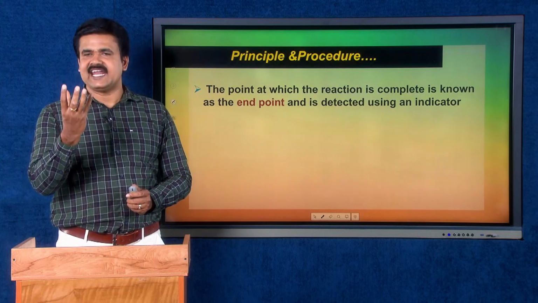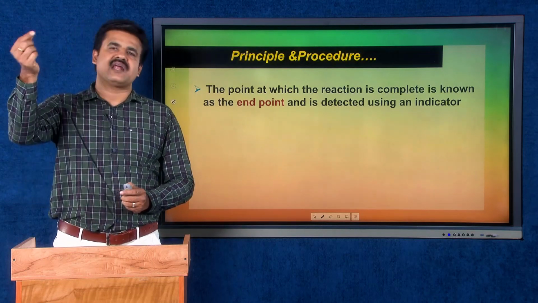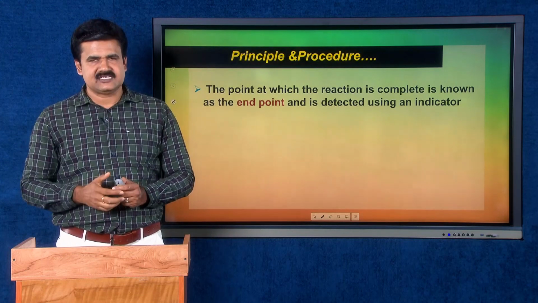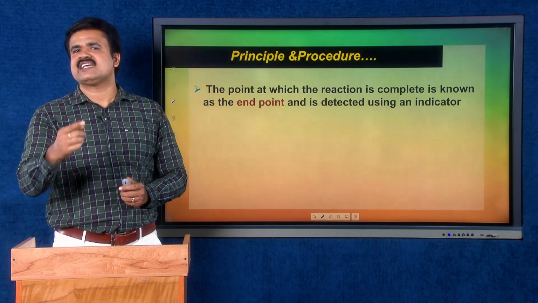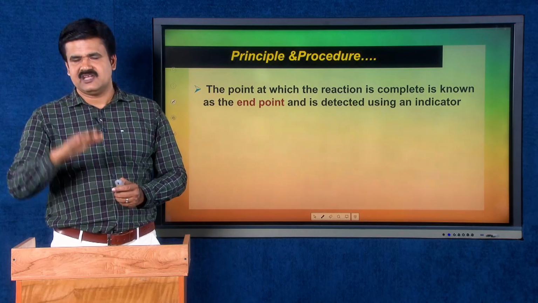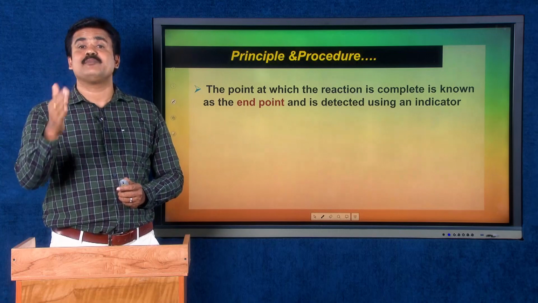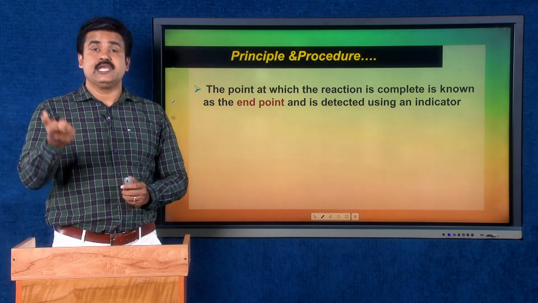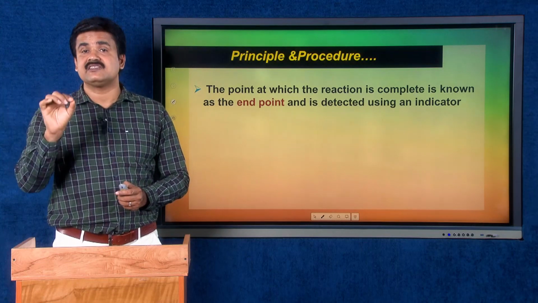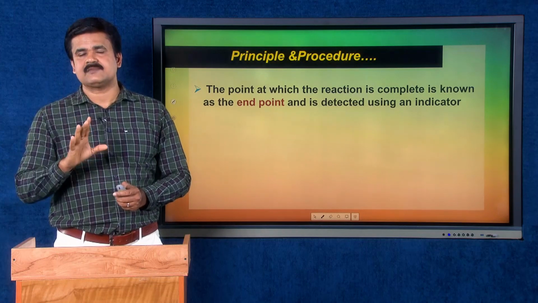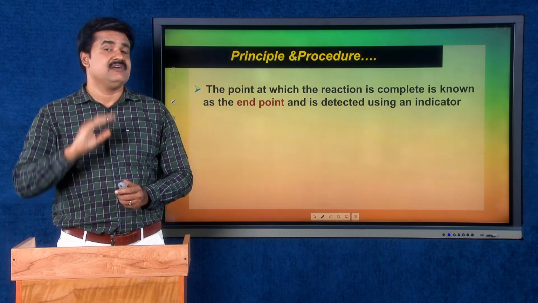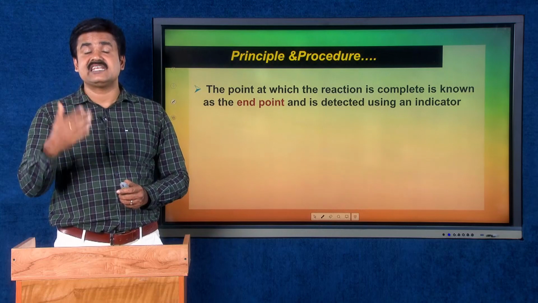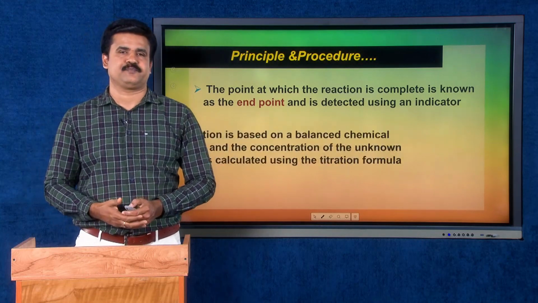Suppose you are taking an analyte in the conical flask and you are adding the secondary agent called the titrant. You have to add the titrant till the end of the reaction. That end is indicated by a point called the end point. The end point can be determined with the help of some reagents called indicators. We can enter into more details of the indicators in coming slides and modules.